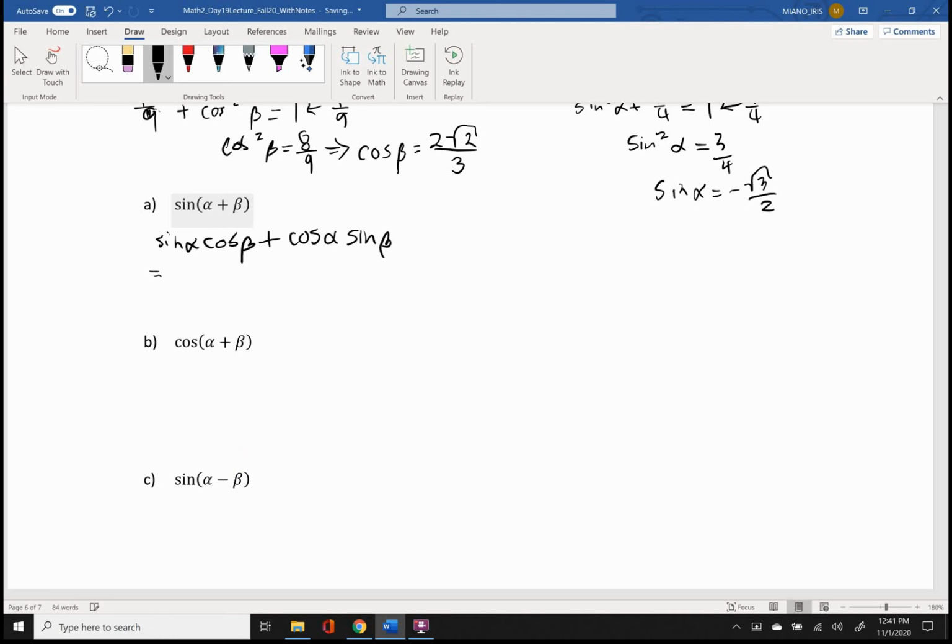Which equals negative root 3 over 2 times 2 root 2 over 3. And now it's just an algebra game, plus 1/2 times 1/3, which equals negative 2... Oh, I meant to put a 2 right there. My bad. I put a 3 inside that second radical, and I really meant a 2. It's 2 root 2 over 3.